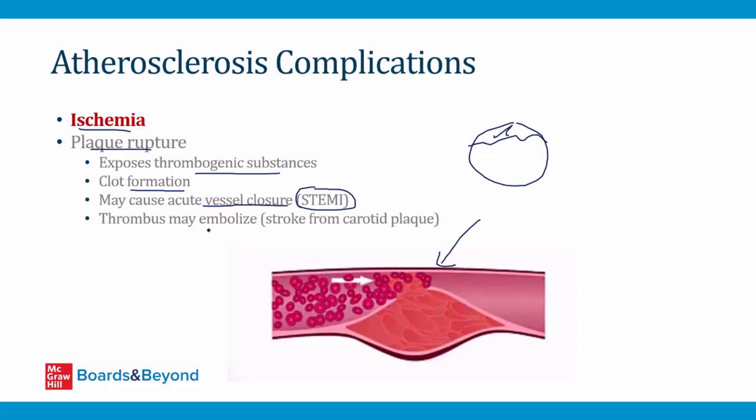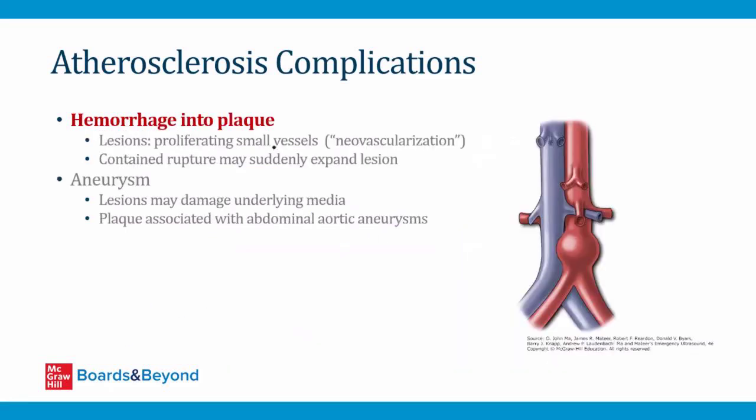Also, the thrombus can embolize, and this is how you can get a stroke from a carotid plaque. It's not so much that the plaque is stuck in the carotid artery, it's that pieces of it are breaking off and traveling to the brain. Another complication that can occur is hemorrhage into the plaque. So if the fibrous cap overlying a plaque ruptures, blood can get into the plaque and it can expand rapidly and go from a very minor, small plaque to suddenly a big lesion obstructing much of the vessel.